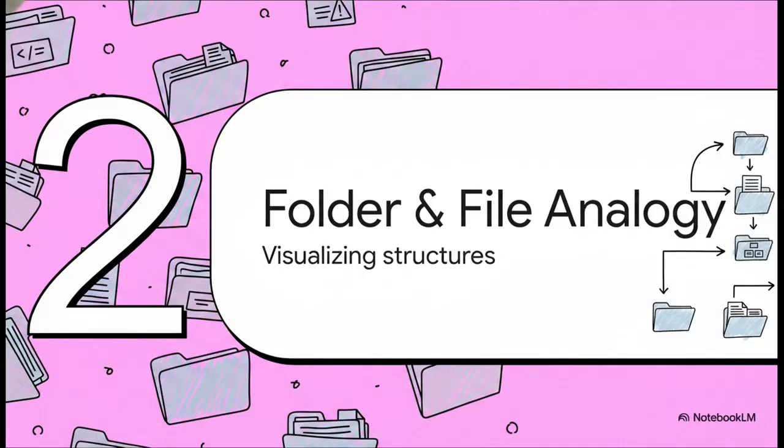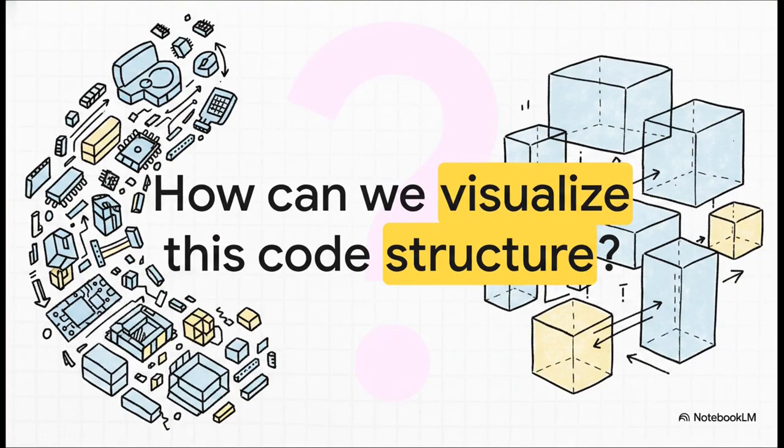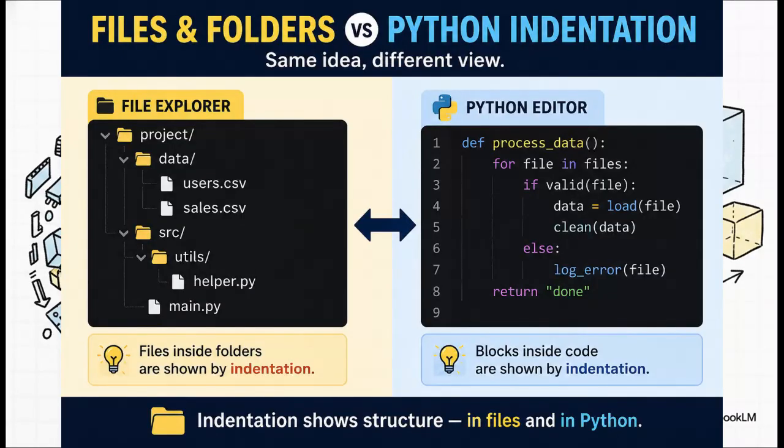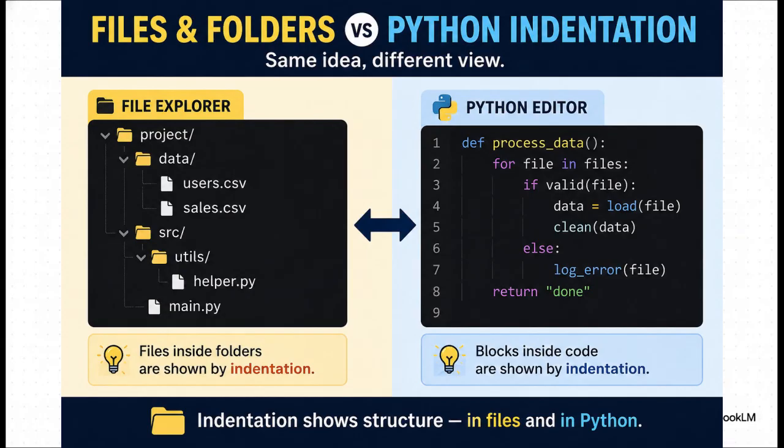Let's make this abstract concept feel a bit more tangible with part 2, the folder and file analogy. So, how can we really visualize this structure? To give these invisible empty spaces a physical mental model, let's think about a system you already use every single day on your computer. Think of your main Python function as a physical digital folder right there on your desktop. When you write a line of code and indent it with 4 spaces, you're essentially picking up a file and dropping it neatly inside that folder.